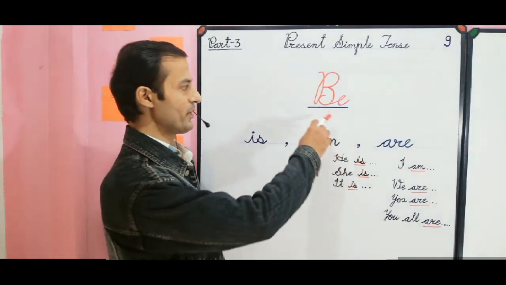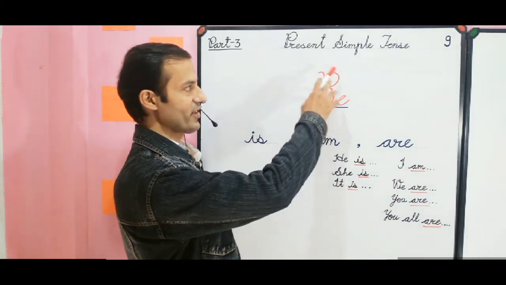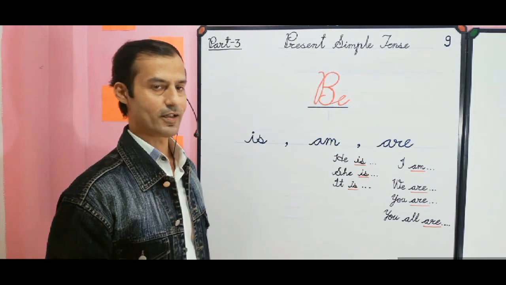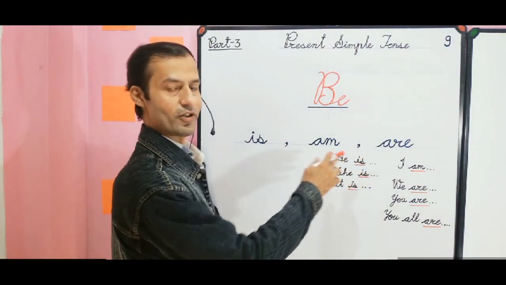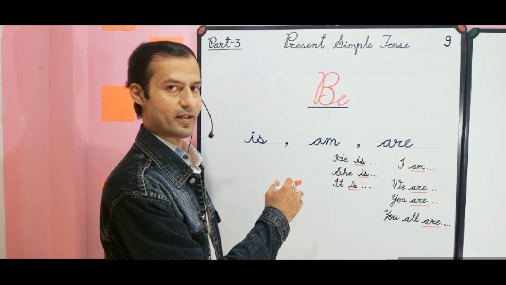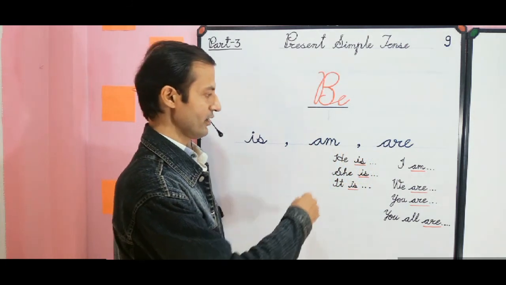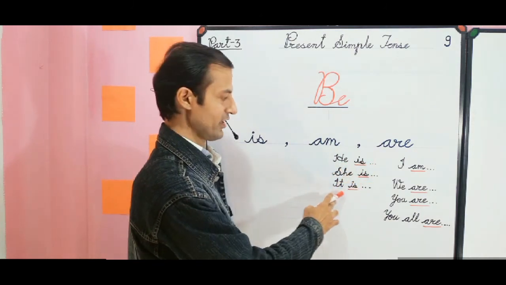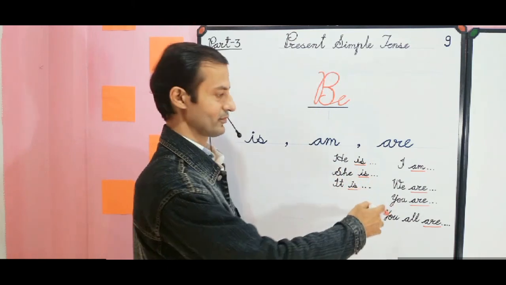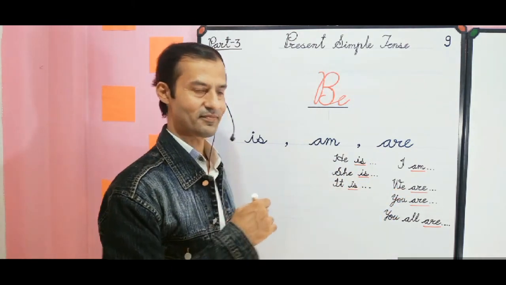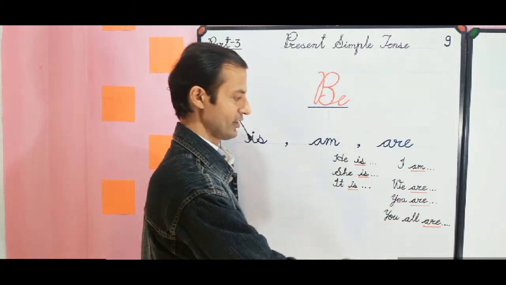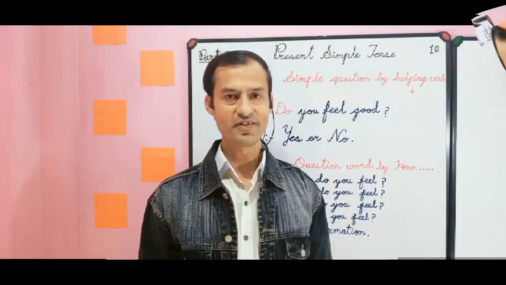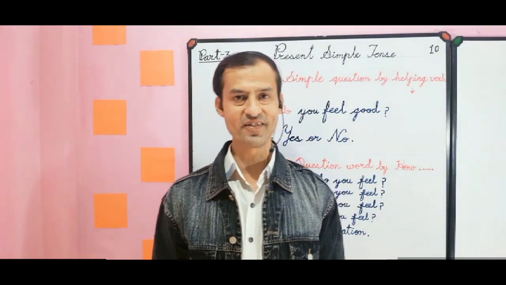So it's really a very important part, an important verb. So this is the be verb. Be is the main verb in the present simple tense, and it has three main forms: is, am, are, particularly in the present simple tense. Some examples are: he is a boy, she is a good girl, it is a box, I am a teacher, we are brilliant, you are brilliant, you all are brilliant. It's really a very important part of the present simple tense.